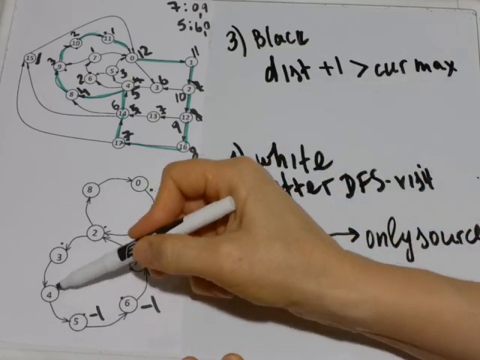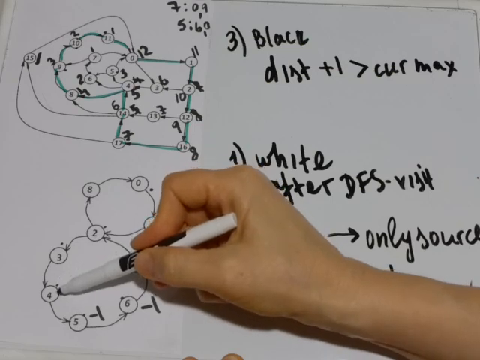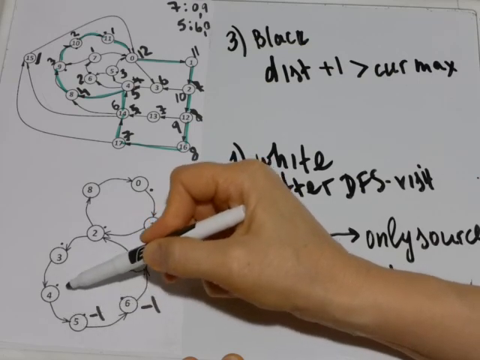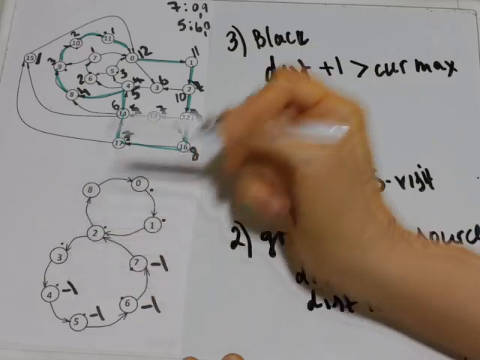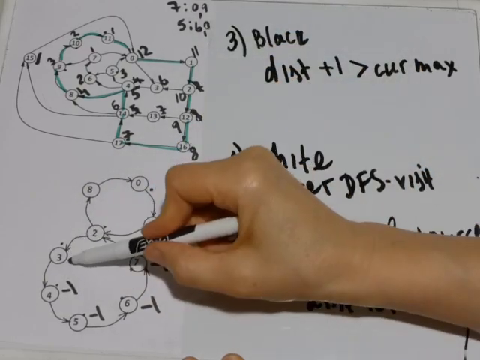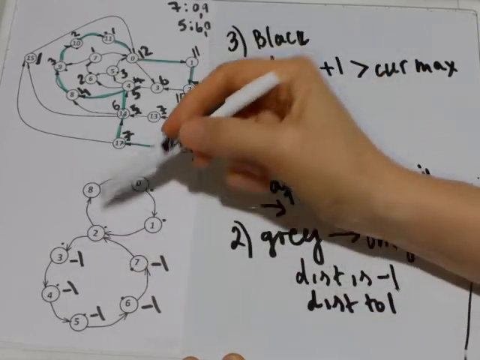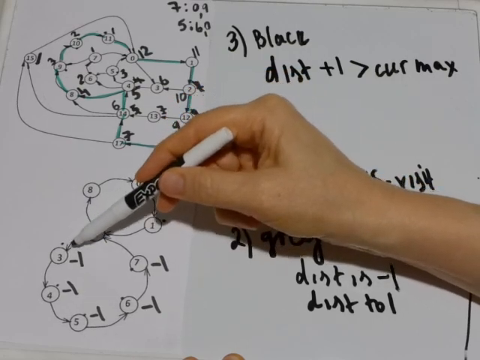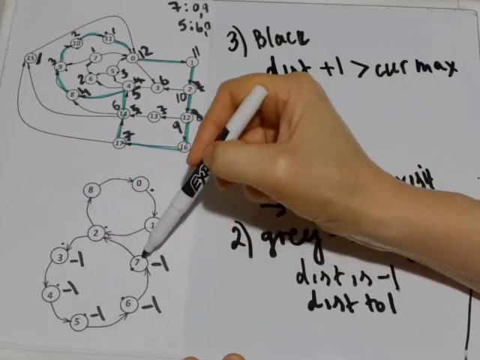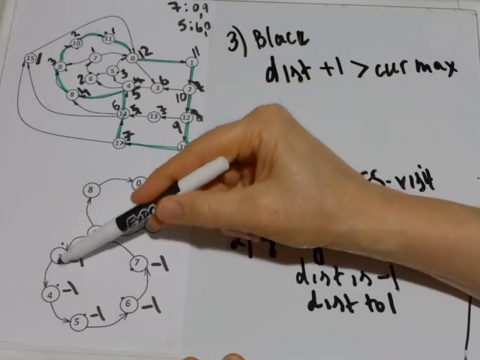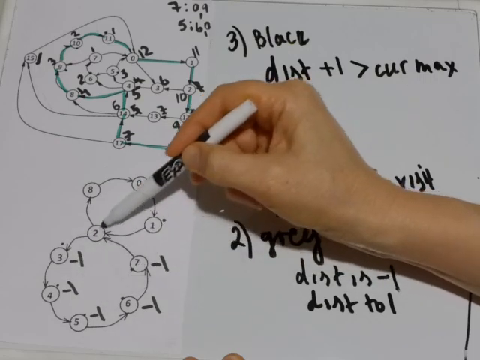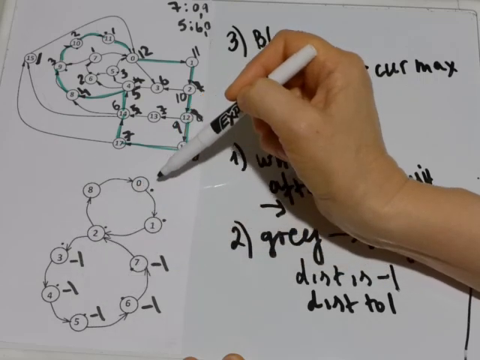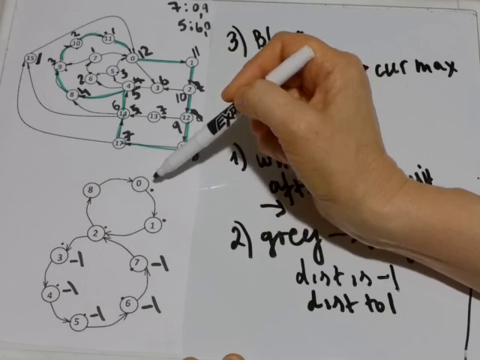Distance of 5 is -1, so we do not update distance of 4 as distance of 5 plus 1, it is still -1. And so this distance is also -1. What these -1s mean is that you cannot reach node 0 from these nodes through a simple path that doesn't repeat any node.